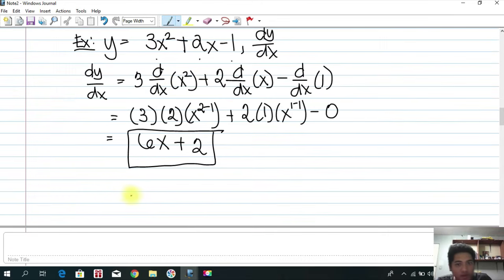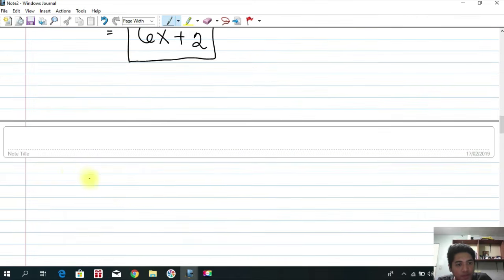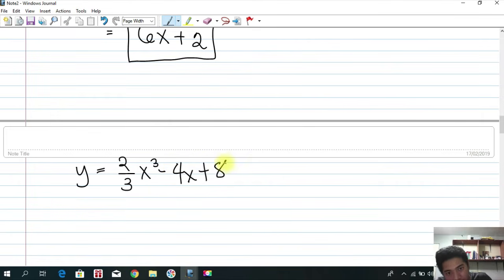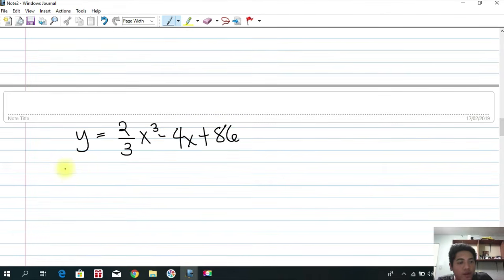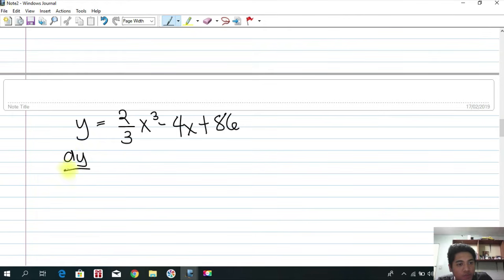So another one, how about if we have this? So we have y is equal to 2/3 of x cubed minus 4x plus 86. So same formula, same approach. We have to get dy over dx. This is a constant and a function. This is a constant again and a function.